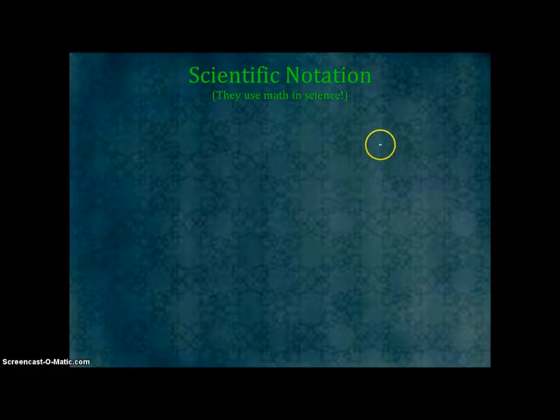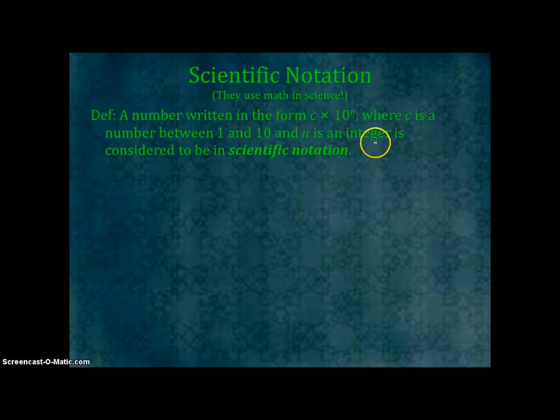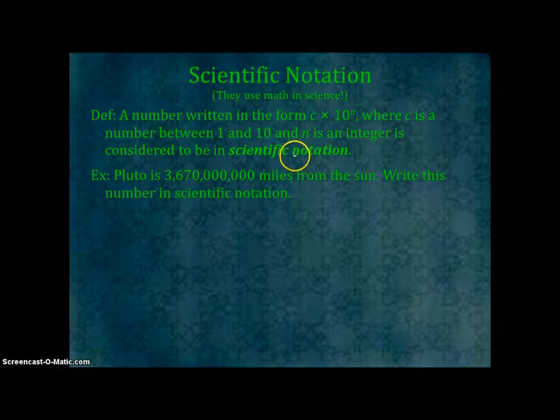Now let's talk about scientific notation. Scientific notation is defined as a number written in the form of c, some constant, times 10 to the n, where c is a number between 1 and 10, and n is an integer exponent. Let's try an example to make that definition make a little more sense. Pluto is 3,670,000,000 miles from the Sun. Write this number in scientific notation.